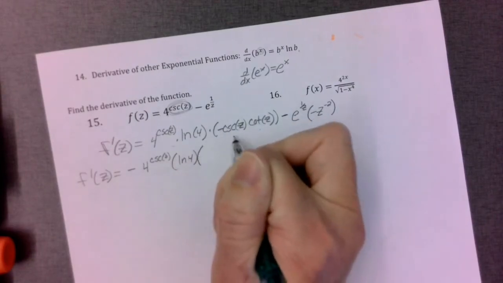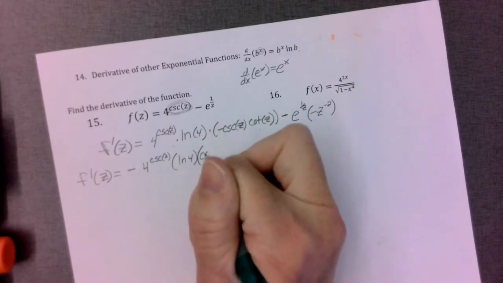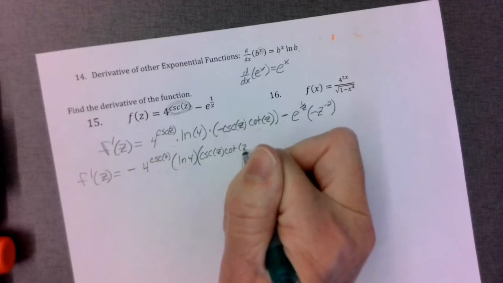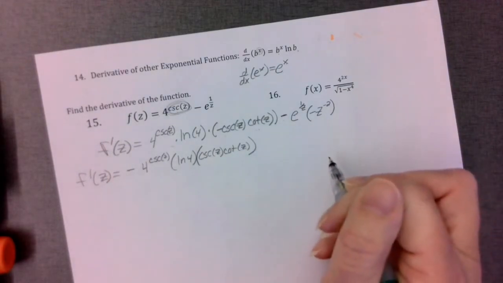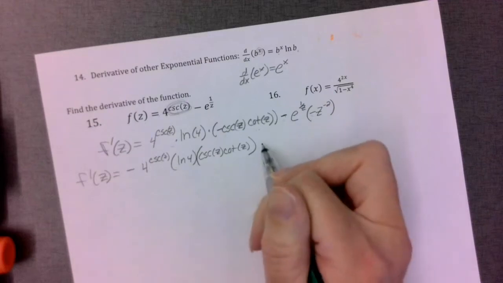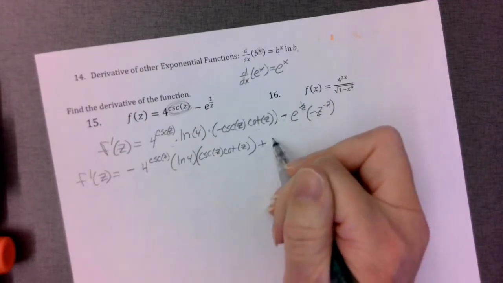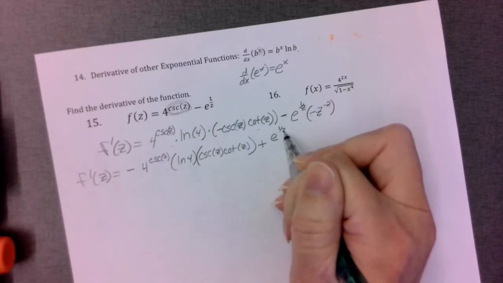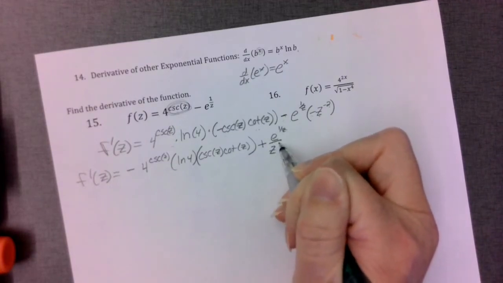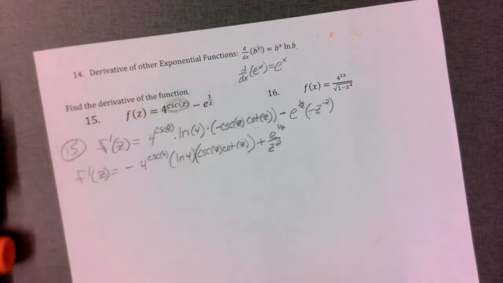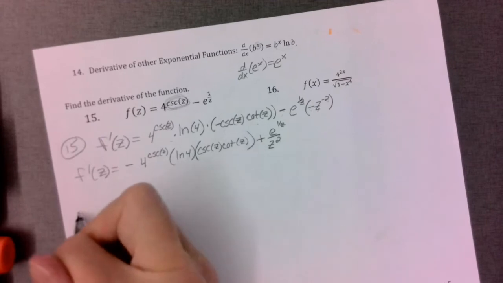And be very careful with the grouping. Parentheses are key to pay attention to. And then the double negative here is plus. We have a fraction now because I have a negative exponent, so it's e to the 1 over z divided by z squared. And that's my derivative for 15. And I'll do 16 in this space.